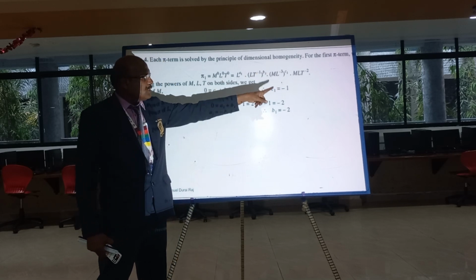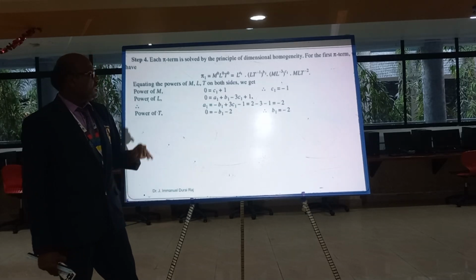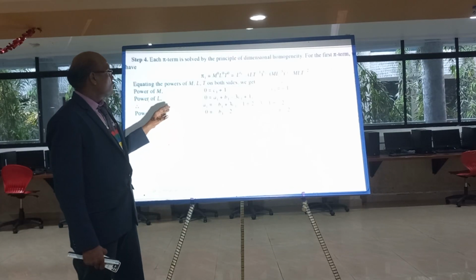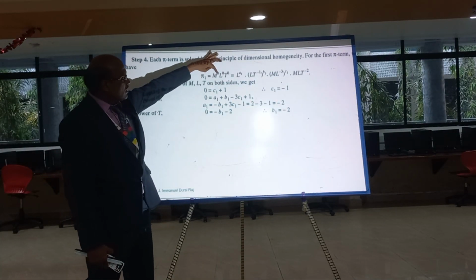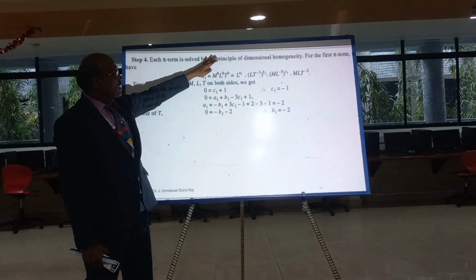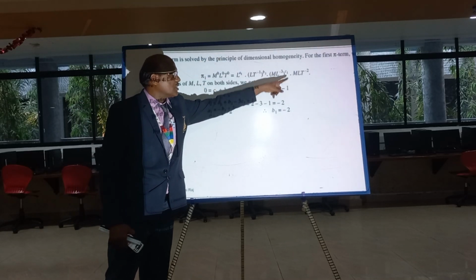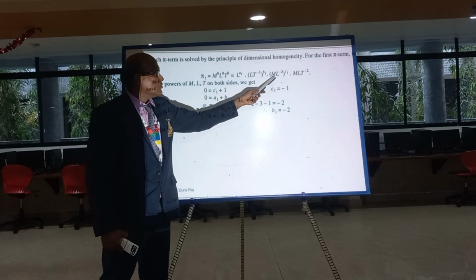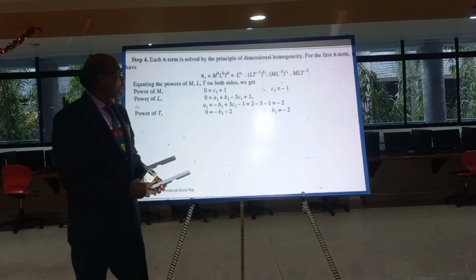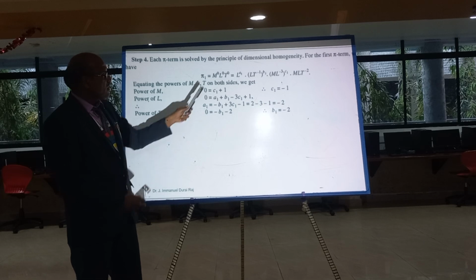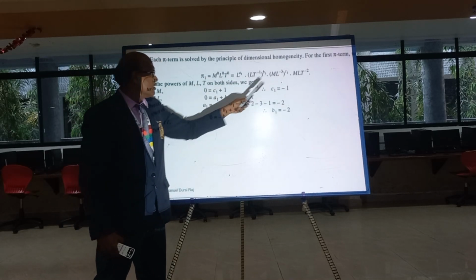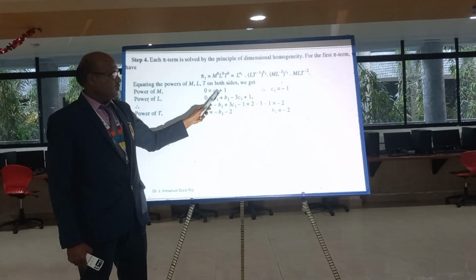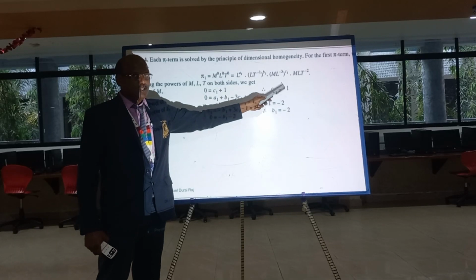So M power 1, L power 1, T power minus 2. These are all terms arranged. Now equate the powers on both sides, the powers of M, L, T. On the left hand side the M power is 0. On the right hand side the M power is C1 from the density, and M power 1 from the resistance. So for the powers of M, 0 equals C1 plus 1, which gives C1 equal to minus 1.